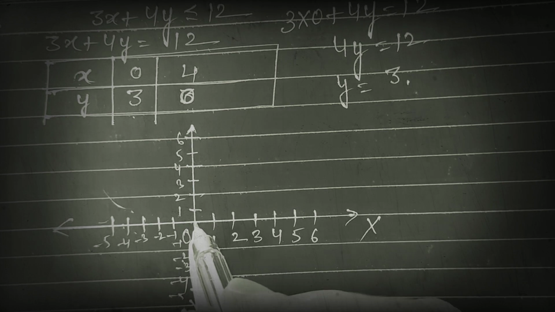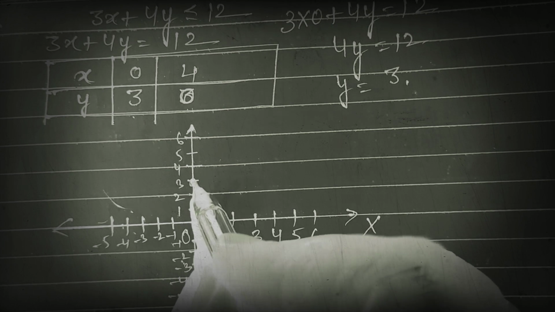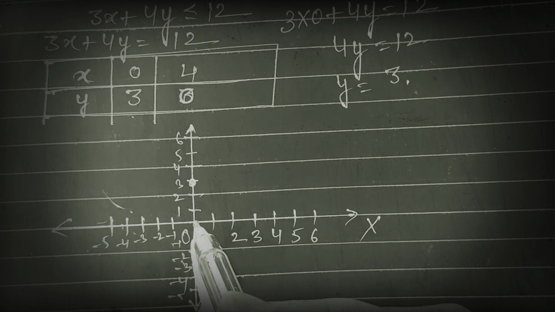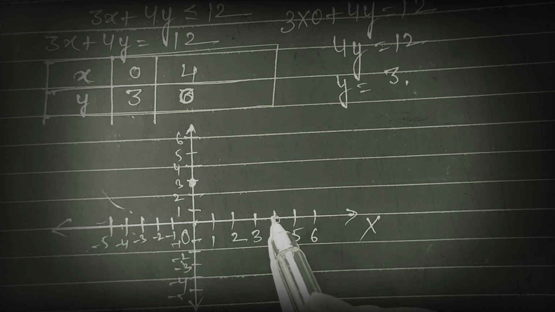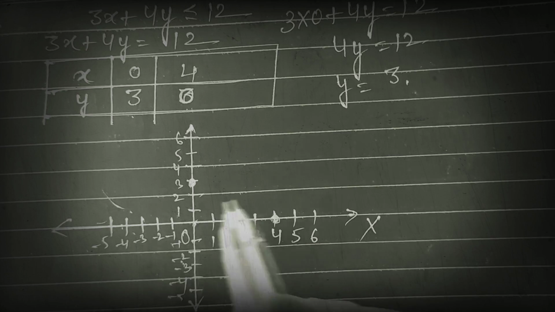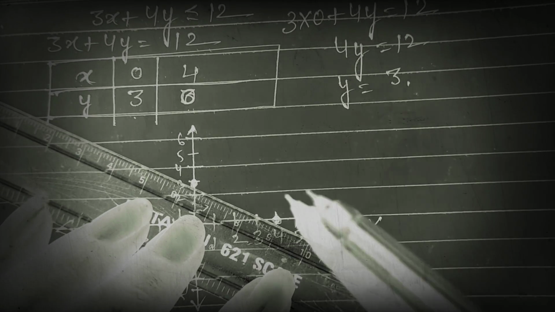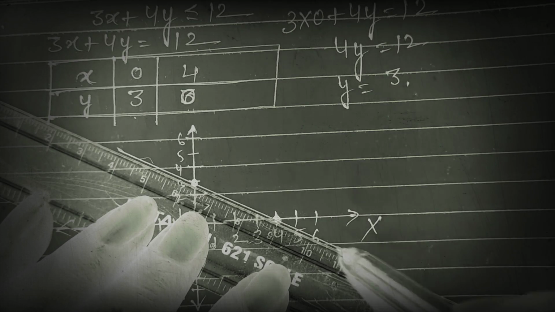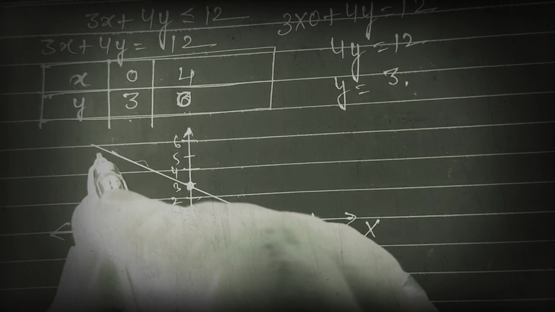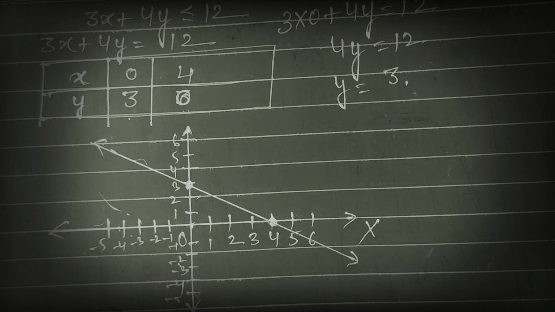If x is 0, y is 3. This one. If x is 0, y is 3. This. If x is 4, y is 0. This. On the x-axis, join these points. And here is the equality sign, so we will show it by a dark line. We will not show it by a dotted line, we will show it by a dark line.